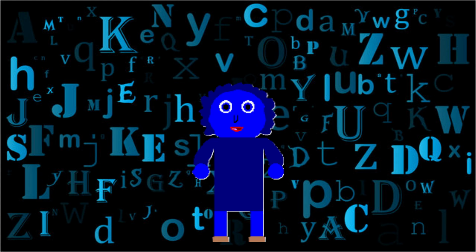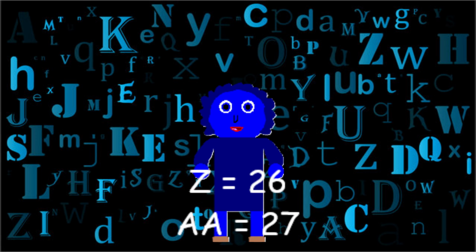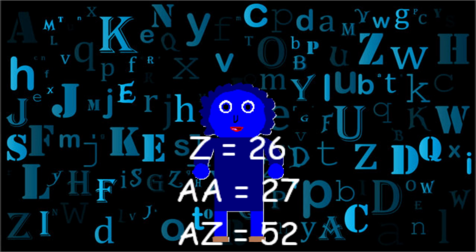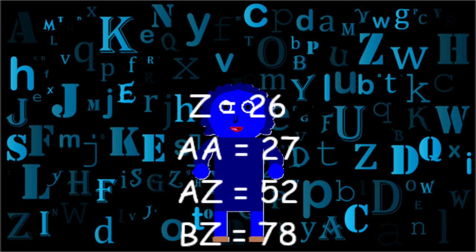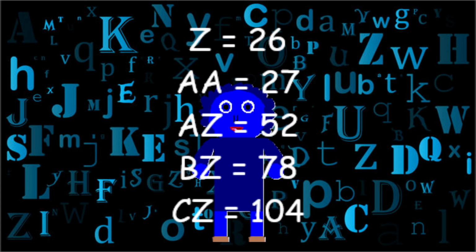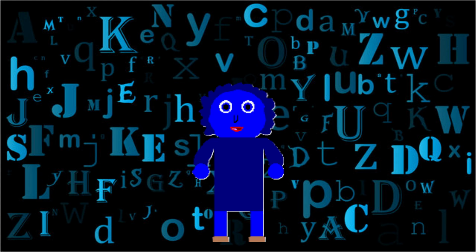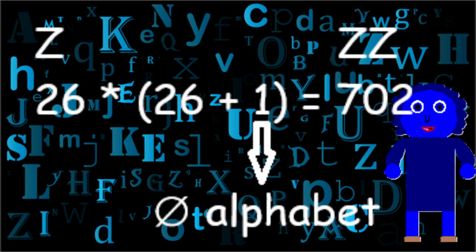So for example, if Z is the 26th letter, then AA is obviously the 27th letter, and AZ is the 52nd letter. BZ is the 78th, and CZ is the 104th. Anyways, we know that Z is the 26th letter, but what about ZZ? Well, we have to multiply 26, the number of letters in each alphabet, by 27, the number of alphabets in a betagam, plus the null alphabet from A to Z, which is 702, so ZZ is the 702nd letter.